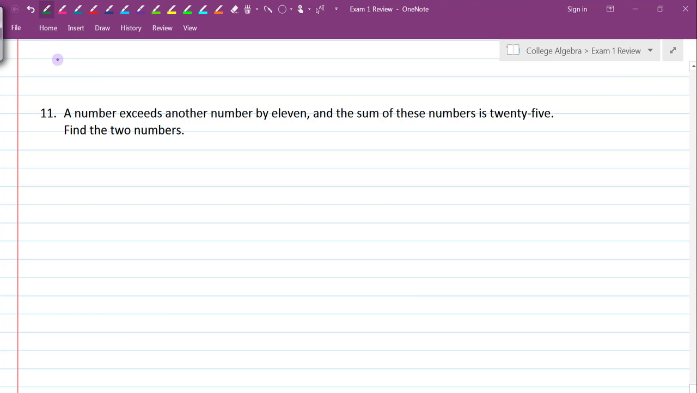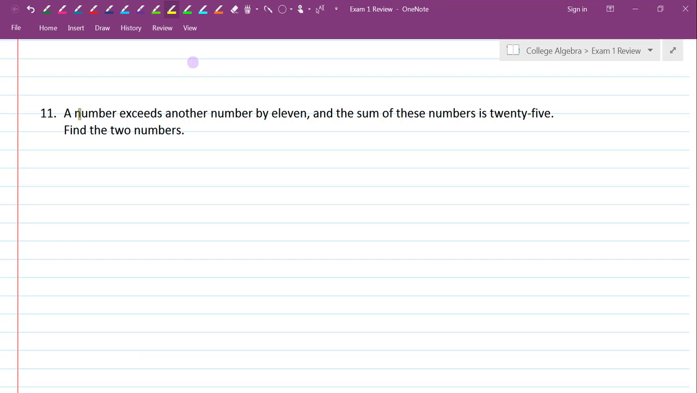It says a number exceeds another number by 11. The sum of the two numbers is 25. Find the two numbers. So now the third time that I'm reading the problem, on the second time through I've already decided how I'm going to solve the problem. The third time through, I'm going to start gathering data.